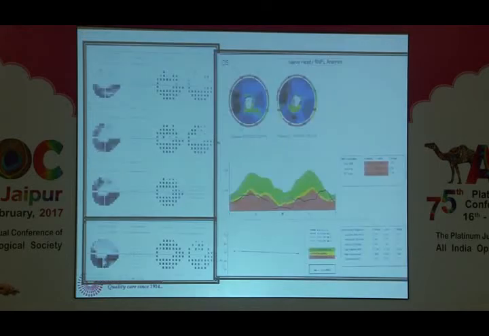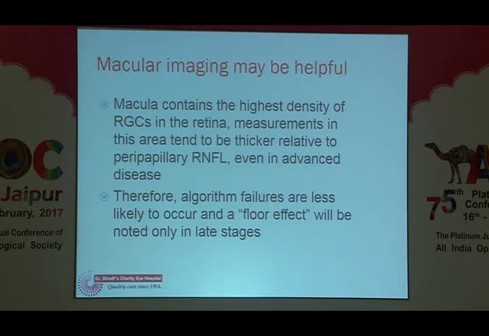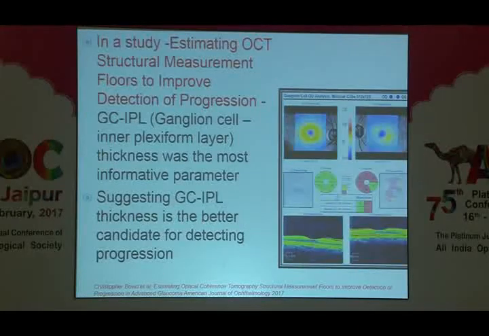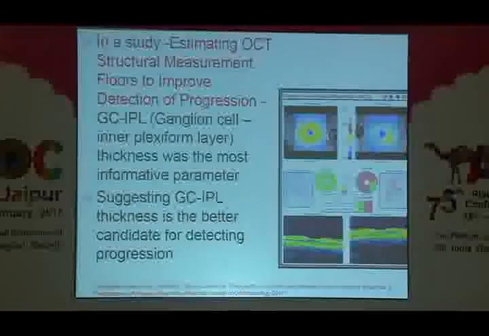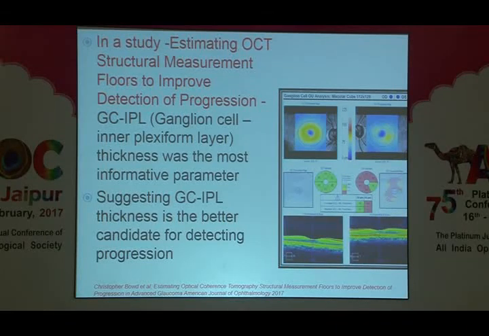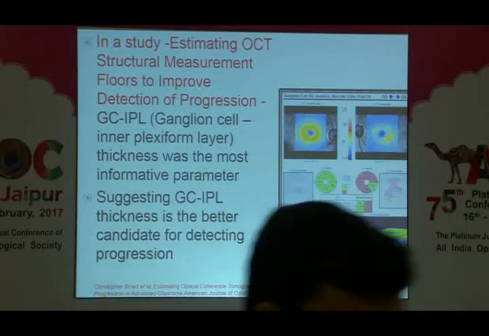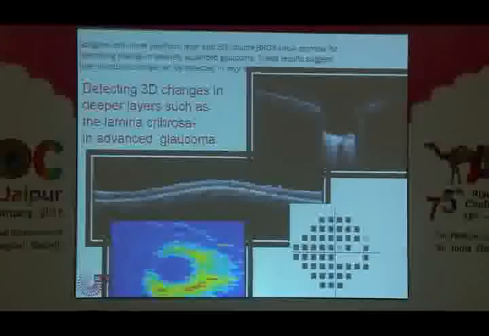So OCT is not very reliable, and as we know, the macula has the maximum ganglion cells, so it is relatively thicker, and even in advanced cases, the floor effect occurs later in macular imaging. In a study estimating OCT structural measurement floors to improve detection of progression, ganglion cell inner plexiform thickness was the most informative parameter, and so it was suggested that it is a better candidate for detecting progression as compared to RNFL.